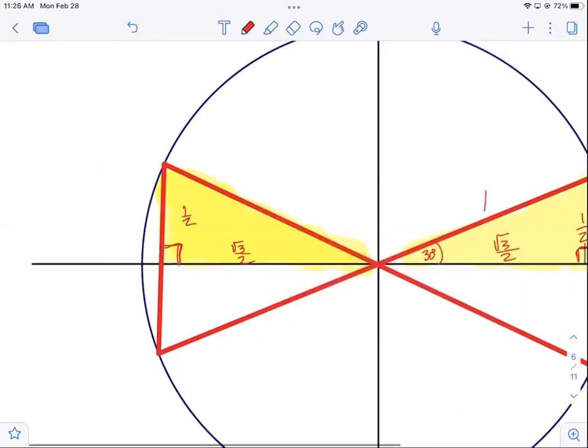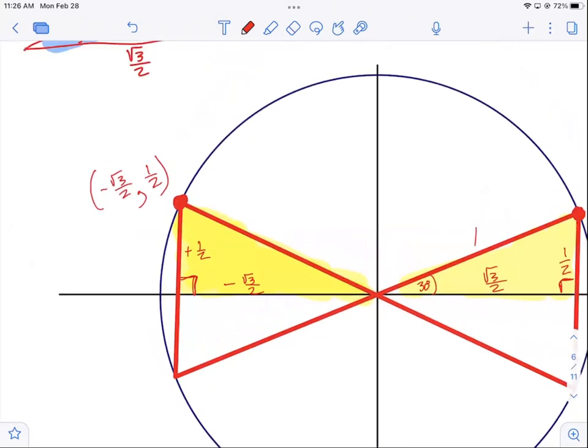But if I want to navigate to this point here, I need to go left square root of 3/2 and then up 1/2. So it's negative, positive. So this ordered pair is negative square root of 3/2, comma, positive 1/2. All right. It's the same numbers, but because I'm in quadrant 2, x is negative.